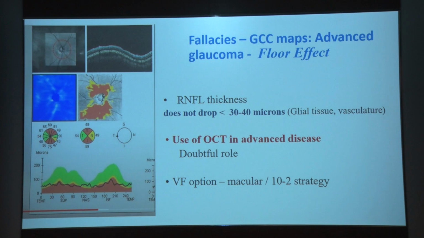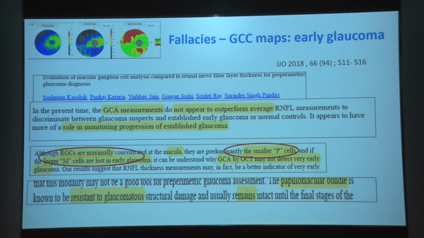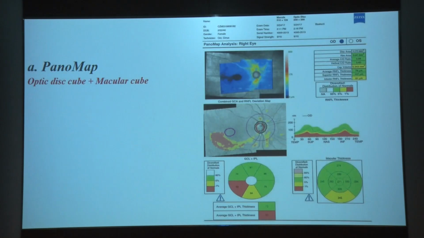The other thing you do in advanced glaucoma, the next question would be what else would you do? You would do a macular threshold or a 10-2 strategy. However, there are some fallacies. In this study from PGI, I talked about this, that the macula has primarily P cells, the smaller P cells, and the larger M cells are the ones destroyed in glaucoma. So the floor effect thing and the macular thing, they have actually refuted it, that it's not really that significant. But the common literature says that the floor effect is less seen in the macular threshold, macular map.